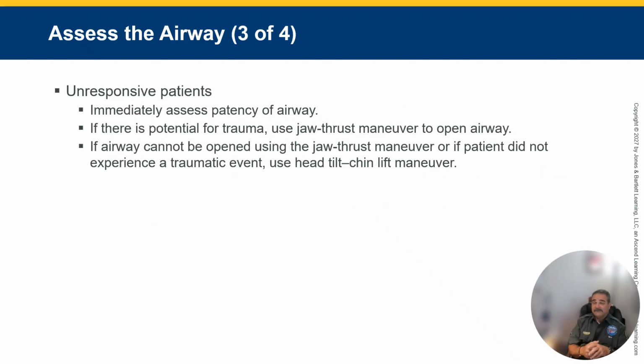Unresponsive airways. Listen, hey, unresponsive patients. If a patient lies supine, their big fat tongue falls over the back of their airway, and you'll either hear snoring or no respirations. Open the airway. Head tilt, chin lift maneuver for nature of illness patients. If you suspect trauma, we'll do a jaw thrust maneuver.